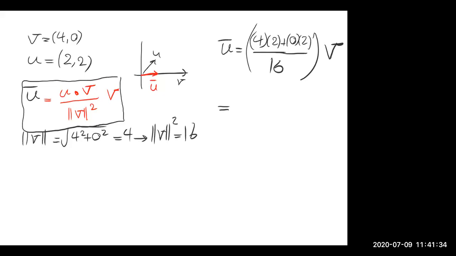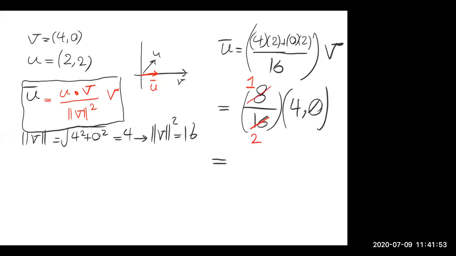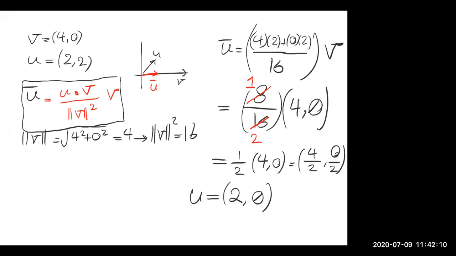So let's compute that. 4 times 2 is 8. 0 times 2 is 0. The sum is 8. We have 8 over 16 times v. But what is v? The vector v is 4 and 0. 8 over 16 we can simplify: it's 1 over 2. So it's 1 over 2 times 4 and 0, which is 4 over 2 and 0 over 2. 4 over 2 is 2, 0 over 2 is 0. So this shadow vector should be 2 and 0, which makes sense.